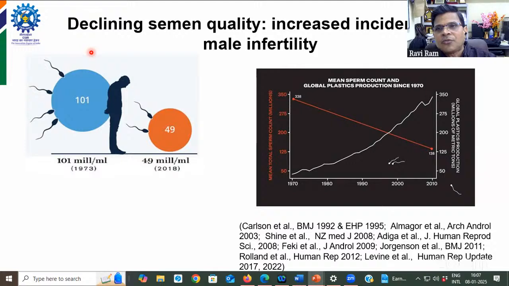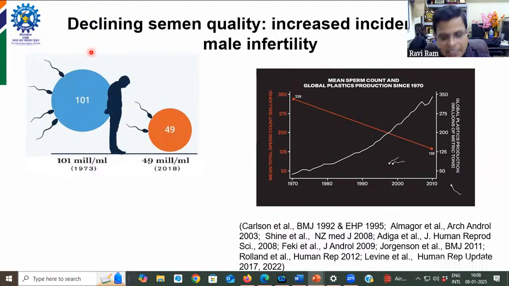That is also defined by WHO. For normal human beings, this is the standard yardstick they have decided: the volume has to be somewhere around 3 to 5 ml, at least 40% of sperm should have motility, and 50% should have the normal structure. And 40 million per ml is the range given for normal sperm fertility, concentration-wise.